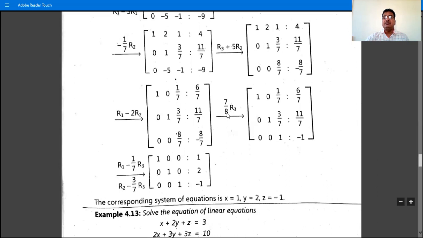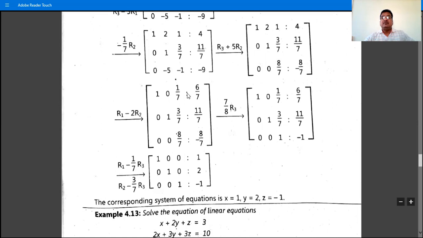In order to reduce this minus 2 to 0, the operation is R1 minus 2R2. By using this, we reduce the element below the 1 to 0, and the element above the 1 to 0. So R1 minus 2R2. So we have 0 at this place, and minus 2 into 0 is 0. So plus 1 as it is. But this minus 2 plus 2 becomes 0. Then minus 2 into 3 by 7 is minus 6 by 7, plus 1 is 3 by 7.